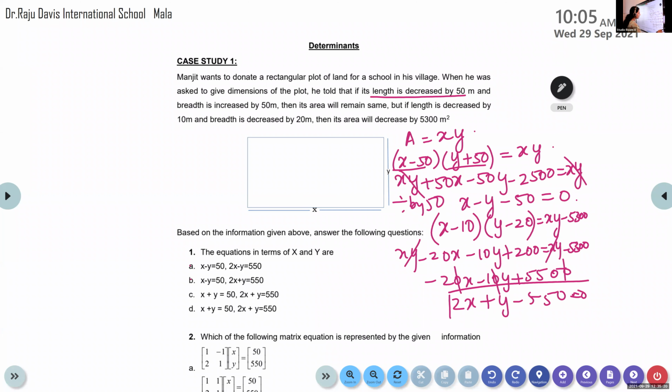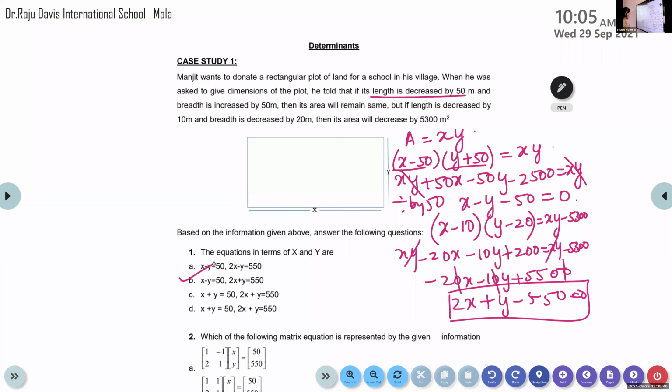So what is your answer? What will be the equation here? Is it the first one or second one? Second one. Is it clear, children, how to frame the equation? Is it okay? Okay, we are learning the matrix method of solving Ax equal to B.